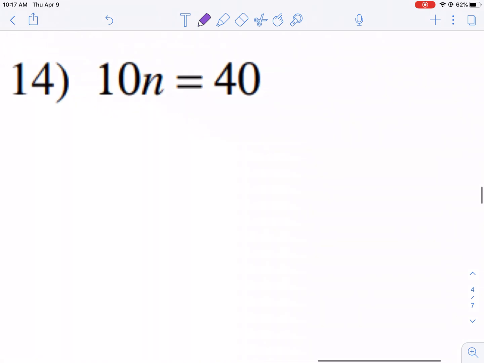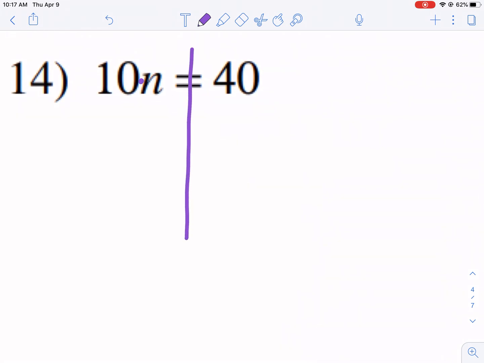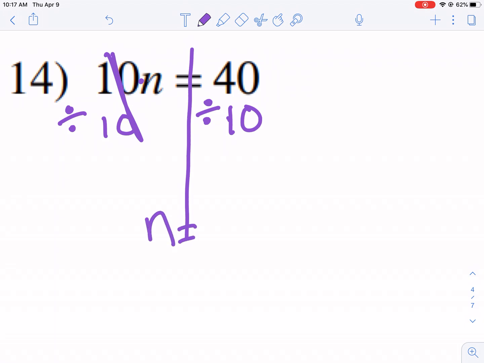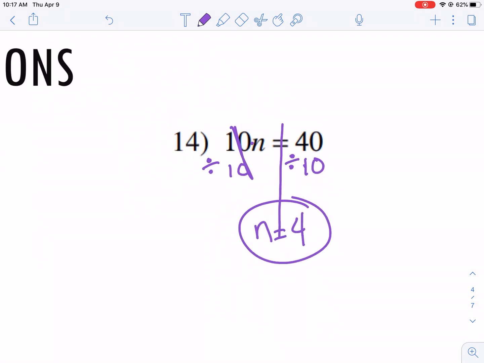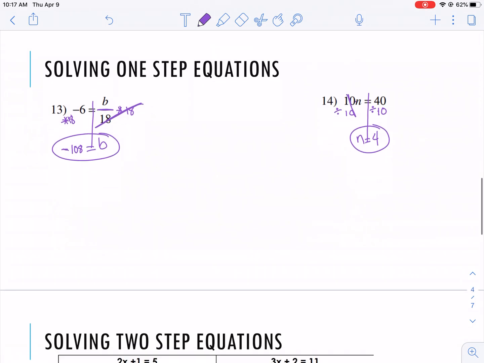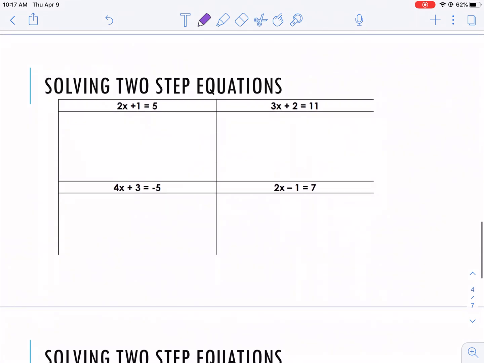All right, and if I look here, remember, when they're written right next to each other, that means multiply. So the opposite of multiply is to divide, okay? So if we want to write the divide symbol instead of the fraction, that might be good. So we divide both sides by 10, so n equals 4. Okay, so those are one-step equations. What we're going to focus on is two-step equations.